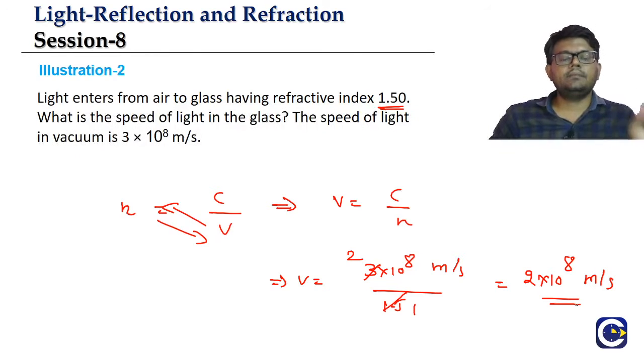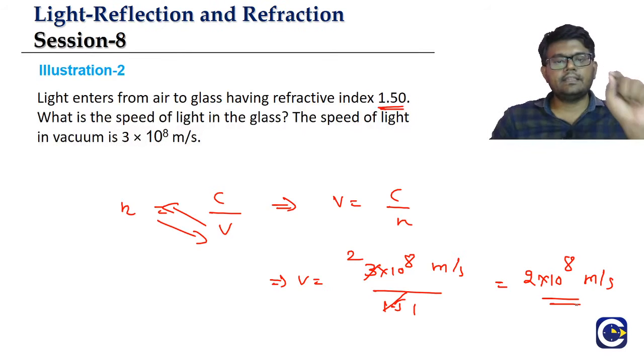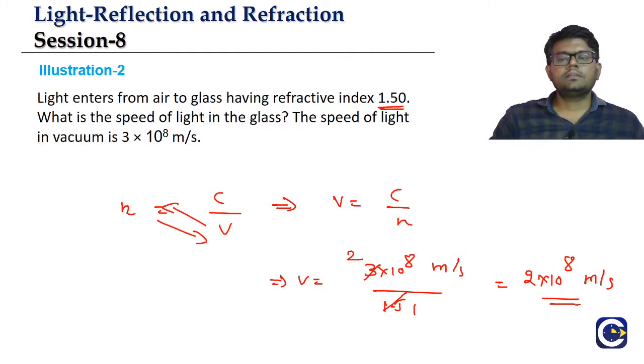So for any medium, the refractive index value is equal to the speed of light in the vacuum divided by the speed of light in the medium. That is the refractive index value. Which means on rearranging, the V value will be equal to C by N. C is 3 into 10 power 8 meters per second, divided by N, which is 1.5. So finally the answer is 2 into 10 power 8 meters per second.